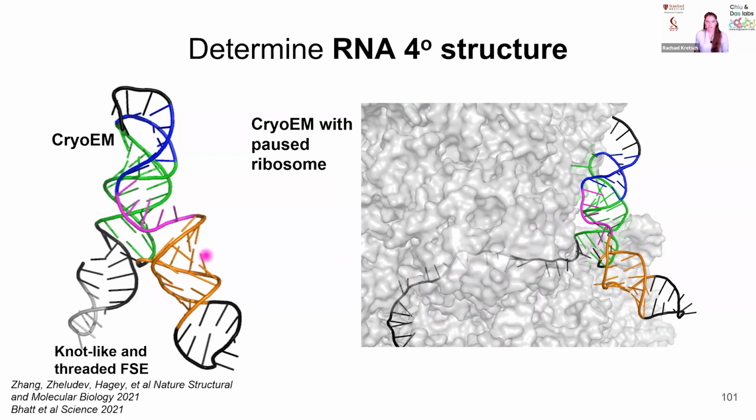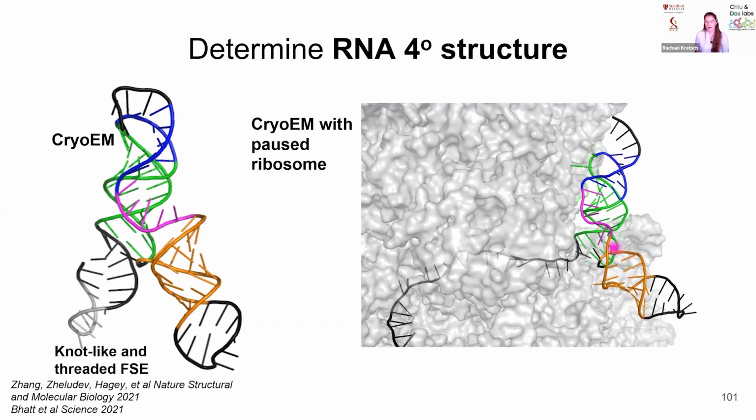And let's compare our structures. We have the orange stem here. The orange stem also juts out when the FSC is interacting with the ribosome. We also have the green and blue stacked on top of each other, very similar.